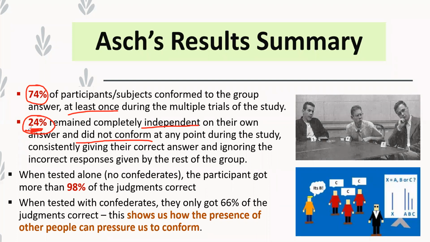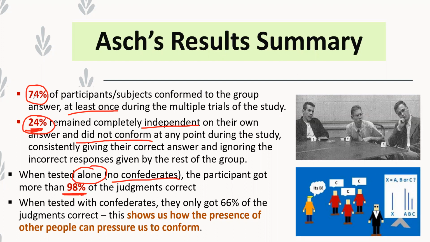When you're tested alone, with no confederates or other people around you, you are going to get more than 98% of those judgments correct, because you've got no outside group pressuring you to answer in a specific way. We're also going to talk about how when you're given a piece of paper to write the answer on, rather than saying it verbally, your conformity will decrease because no one can see what you're writing. Whereas when you're saying it out loud, others can look at you and give you a look like, what are you talking about? That's the basic idea.